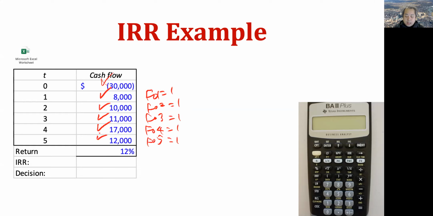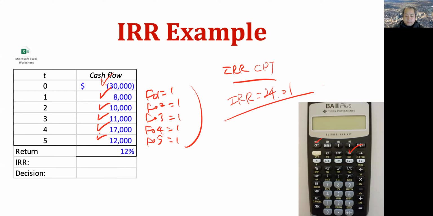And just press IRR, compute, CPT. IRR button is here, and compute. IRR is 24.01%, which is higher than 12% required returns. You should accept the project, which is consistent with NPV decision.